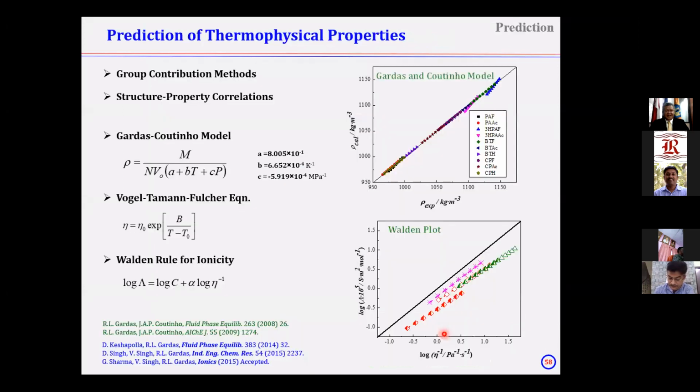I was telling one more thing, how to know a good ionic liquid. This is the Walden rule for ionicity. Walden is a scientist. What he proposed is that there is a linear relation between the log of molar conductivity versus the log of fluidity. This is 1 by viscosity, fluidity, and this is conductivity, molar conductivity, conductivity per mole. And this is an ideal line.